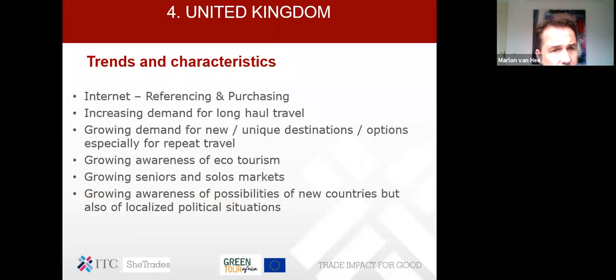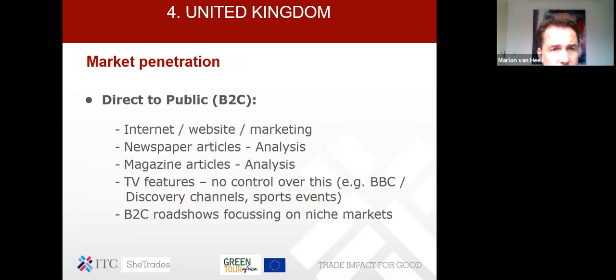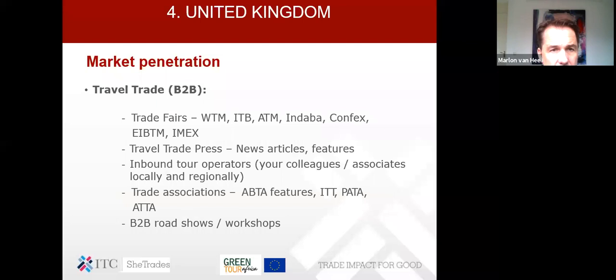So some other trends, I think I already mentioned this. How to penetrate the UK market. So these are some channels that you can tap into to do direct business with the UK people. But let's have a look at doing business B2B with the UK market. Well, the World Travel Market in London is absolutely the best trade show to reach out or to get linked to the UK outbound tour operators.